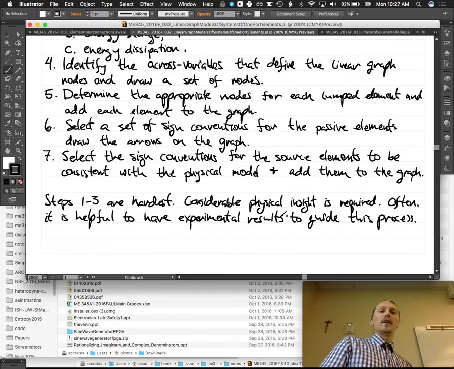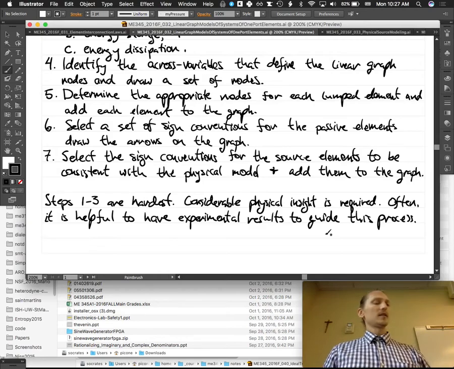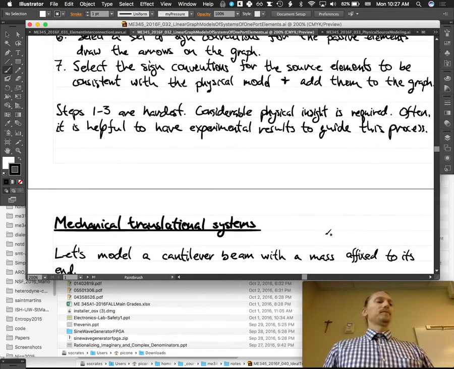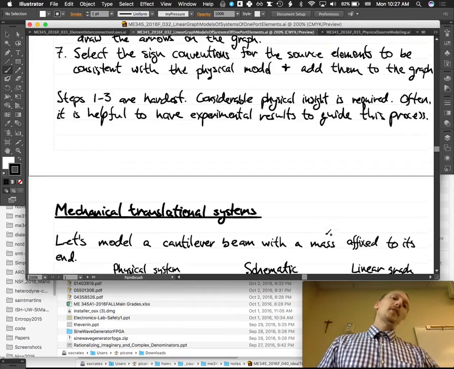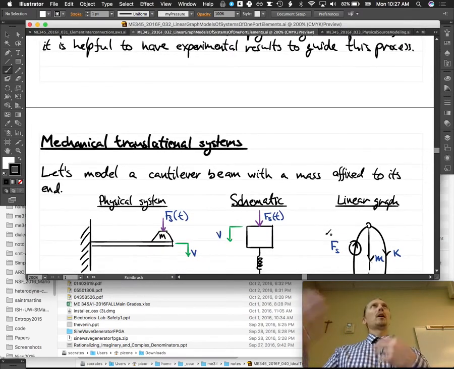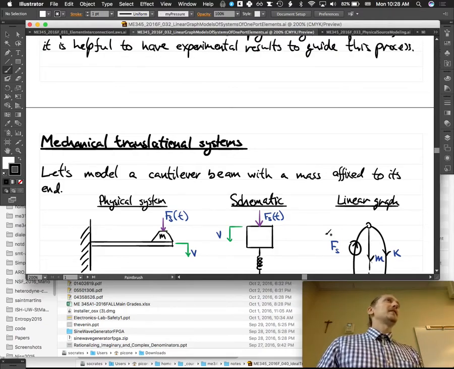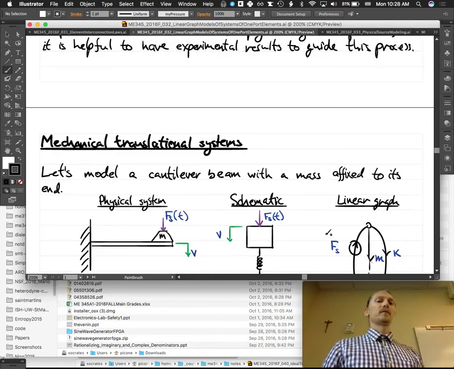Okay, steps 1 through 3 are hardest. A considerable physical insight is required, and often it is helpful to have experimental results to guide this process. It's fine to try to come up with a model without experimental data, but for many systems, you need that experimental data in order to really specify the details of the model. Otherwise, the model won't be very effective.